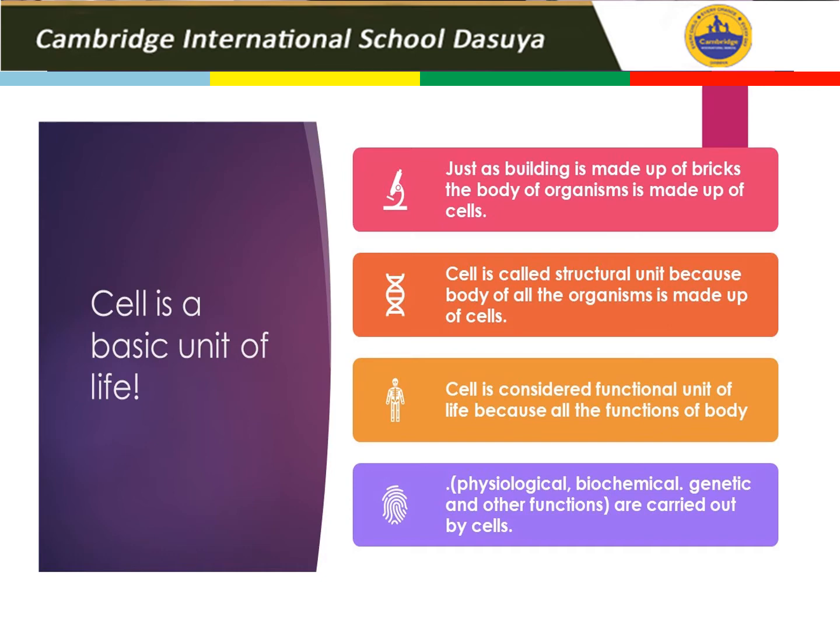Dear students, as I already told you, just as a building is made up of bricks, the body of an organism is also made up of cells. The cell is the structural and functional unit of a living organism. It can exist independently and can perform all life processes. The cell has the same position in biology as the atom has as the fundamental unit in physical science. It is the smallest unit of life, capable of carrying out all life activities.